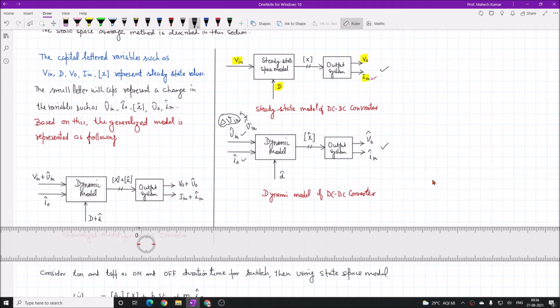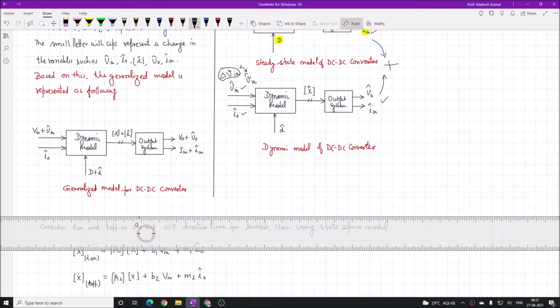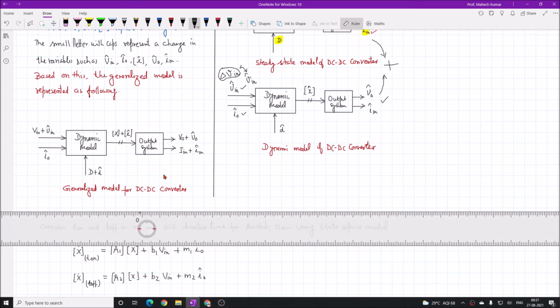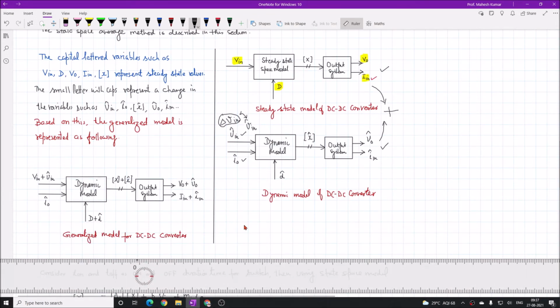If we combine these two models, then it becomes the generalized model. So you can see this is generalized model. It is the combination of these two. Steady state model plus dynamic model. So you can see that this becomes V in plus V in cap, input side. The I0 cap is the change in the output current.